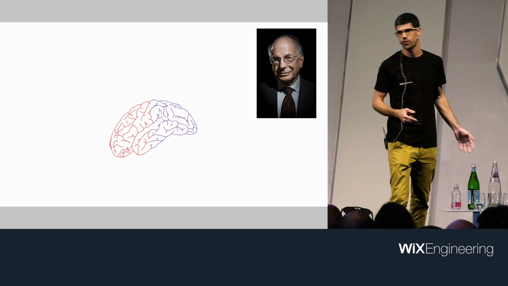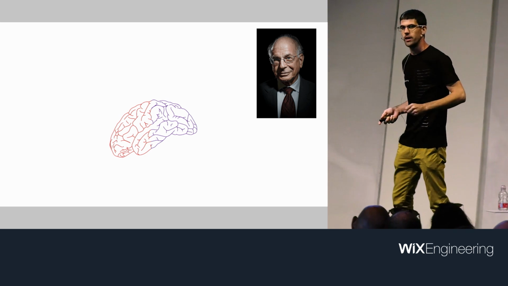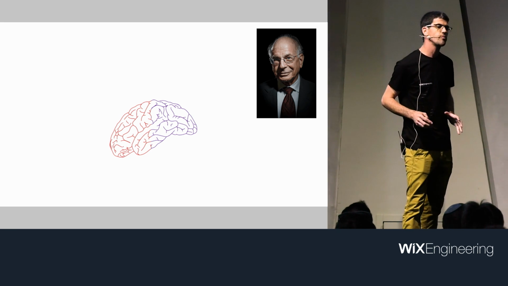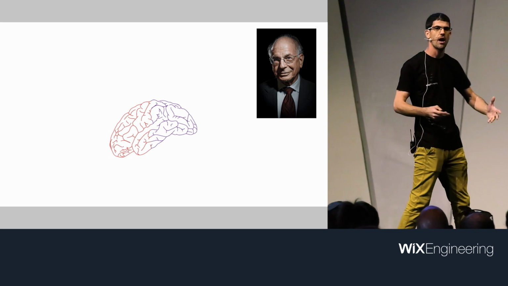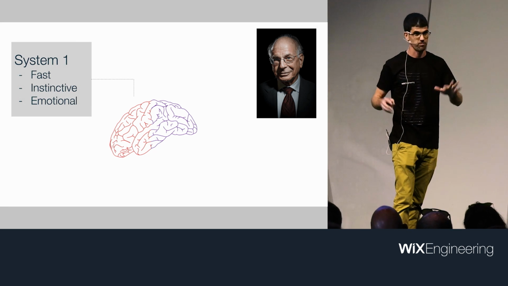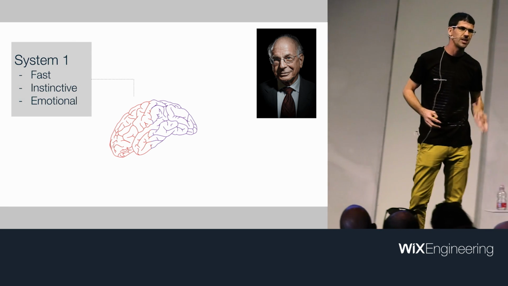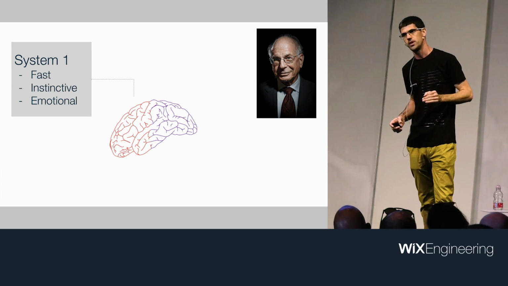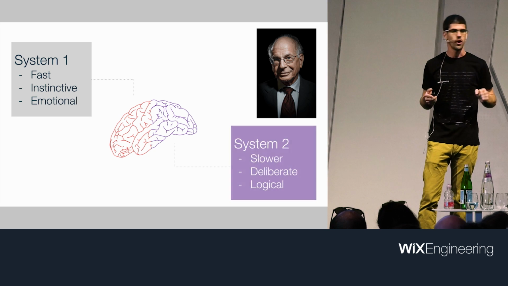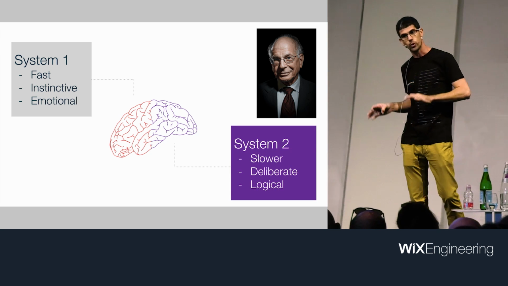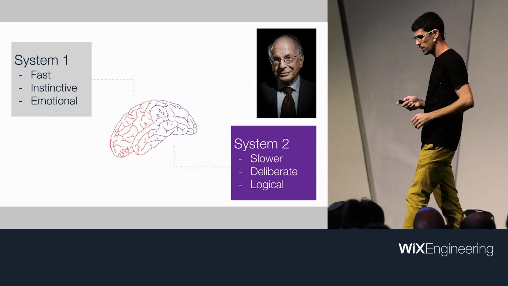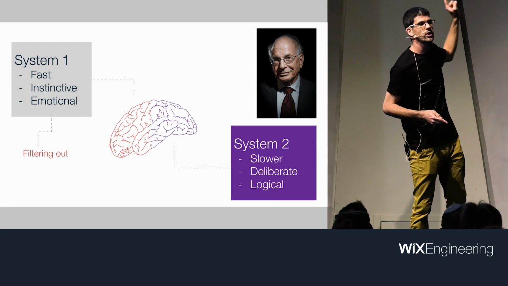Daniel Kahneman, for those who have heard of him before, a Nobel Prize winner, researcher in the field of human decision-making, describes two complementary systems of thinking that we all have. System 1, wonderful name, completely generic. System 1 is fast, it's intuitive, it's emotional. System 2, on the other hand, is slower, it's deliberate, and it is logical. System 1 is the one that does the filtering.